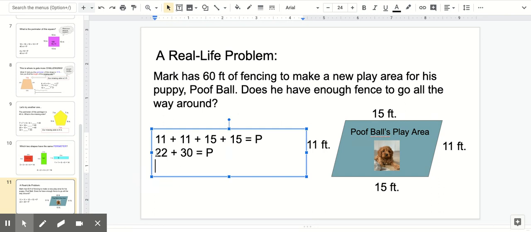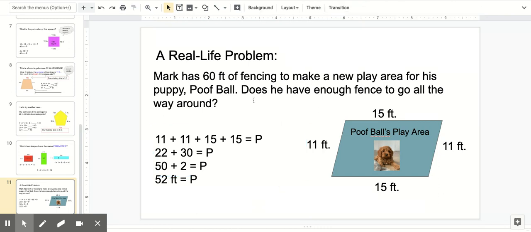All right, now I'm going to add my tens. 2 tens and 3 tens is 5 tens, so that's 50. And then my ones, 2 plus 0 is 2. All right, last calculation. 50 plus 2 is 52. So 52 feet is the perimeter for Poof Ball's play area. And Mark has 60 feet of fencing. So does he have enough fence to go all the way around?